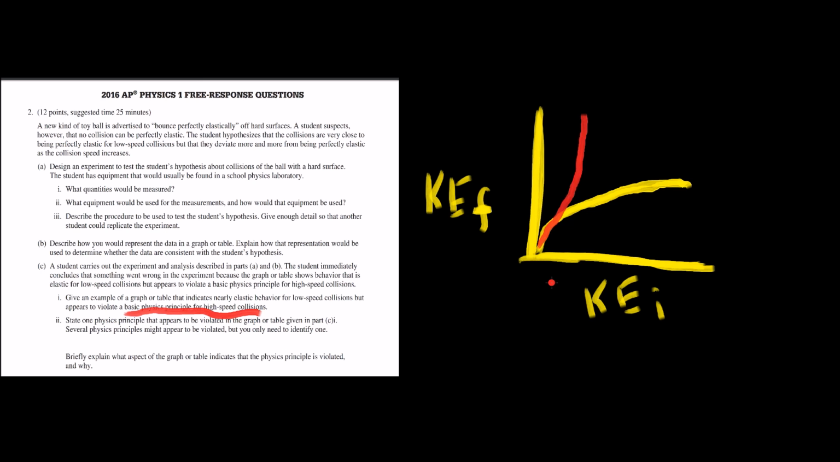So let's look at part 2. That's the graphical representation. State one physics principle that appears to be violated in the graph that we just drew, and let's identify it. That would be the conservation of energy. That's being violated right there, because the conservation of energy says the energy we have at the beginning will be the same as the energy we have at the end. If we're adding energy, then that would violate that principle. So that's part 2. That's my solution to 2016 AP Physics 1, Question number 2.